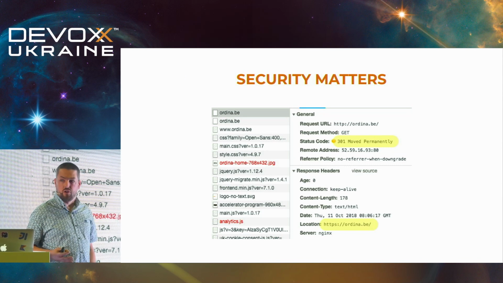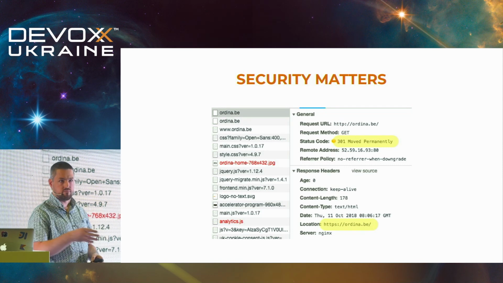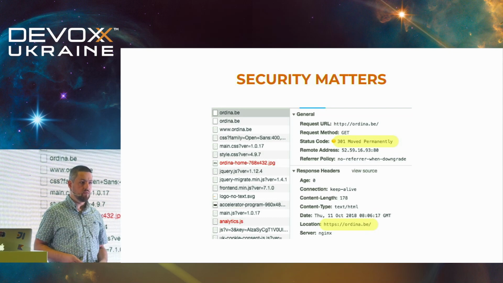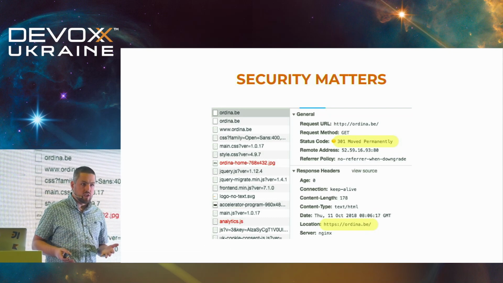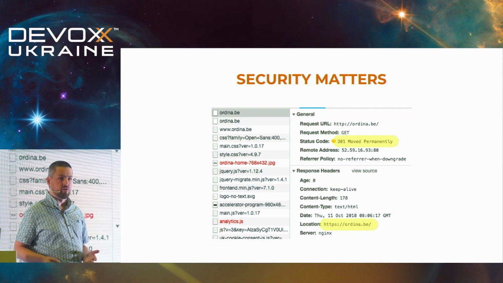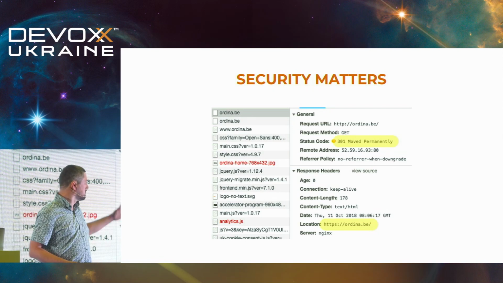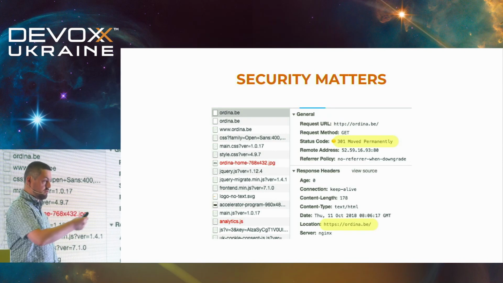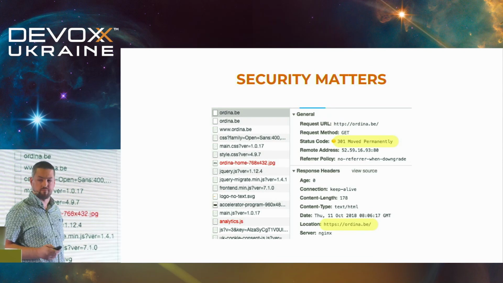Now, how do we do this? Because, well, if you're like me, you don't just type HTTPS and all the stuff. You just type, I'm going to go to, in this case, ordina.be. Well, normally what you do is you put up a simple 301 redirect, moved permanently. The browser will receive that call, and then it will redirect you to the correct secure page.